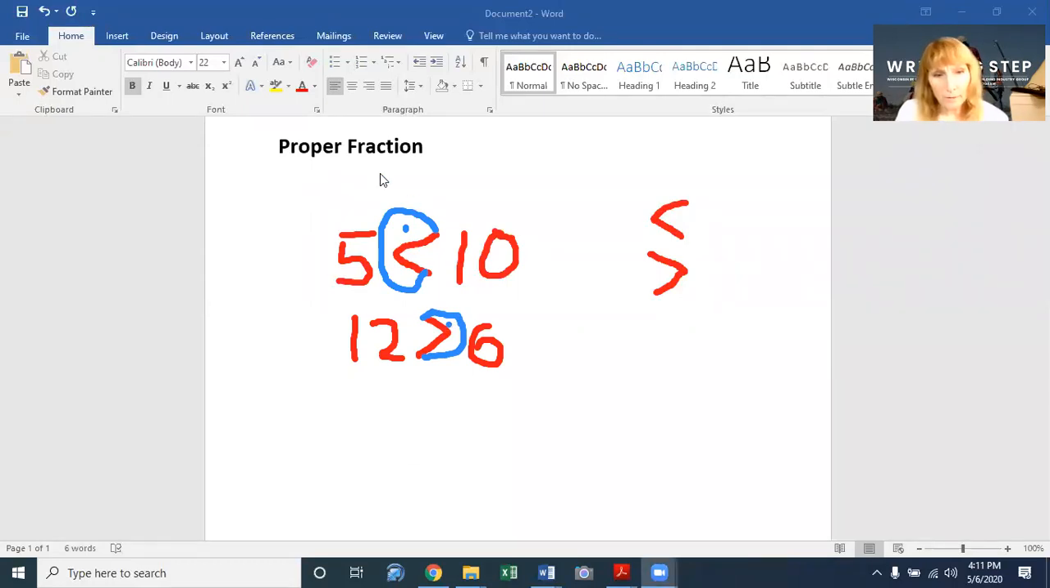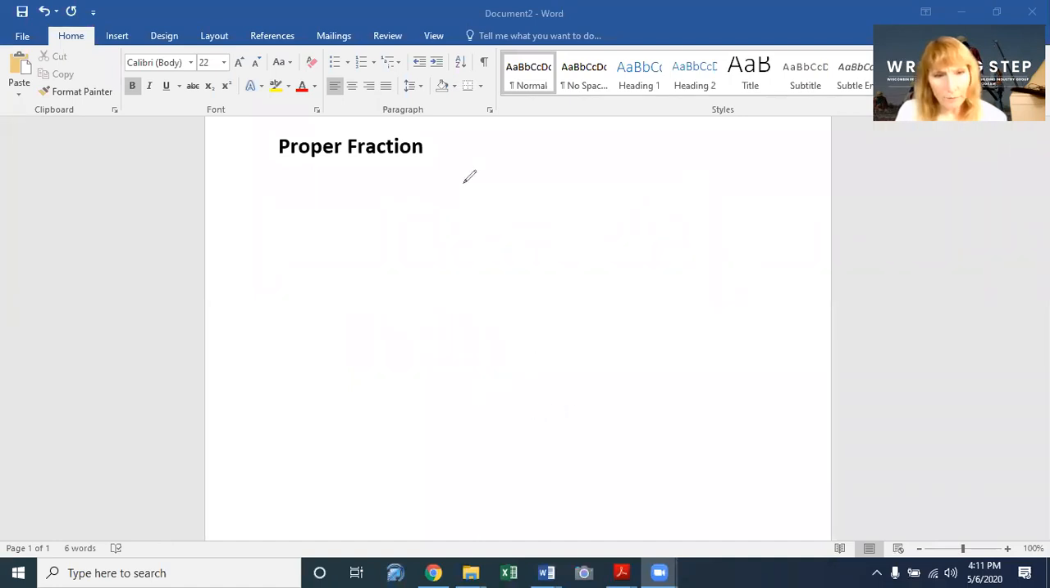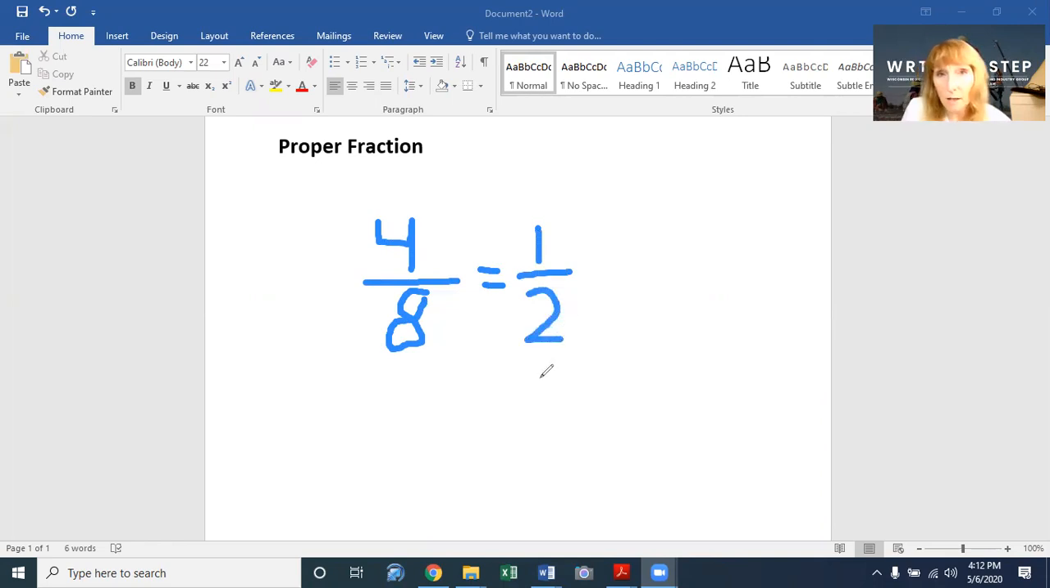With fractions, let me just clear my drawings for the moment, you can have a number such as 4 over 8. Now, what is half of 8, the bottom number? 4, right? So if 4 is half of 8, this number 4/8 is really the same as 1/2 because 4 out of 8 is half of it. If I had a pizza cut into 8 pieces and I ate 4 of them, I would have eaten half of the pizza. So what about if I gave you 5/8?